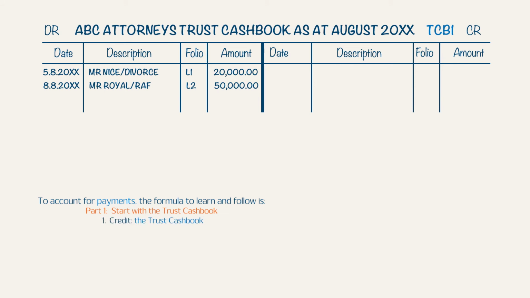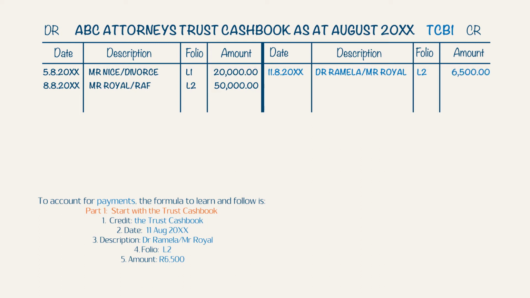1. Credit: the trust cashbook. 2. Date: 11 August 20XX. 3. Description: Dr. Ramela, Mr. Royal. 4. Folio: L2. 5. Amount: 6,500 Rand.